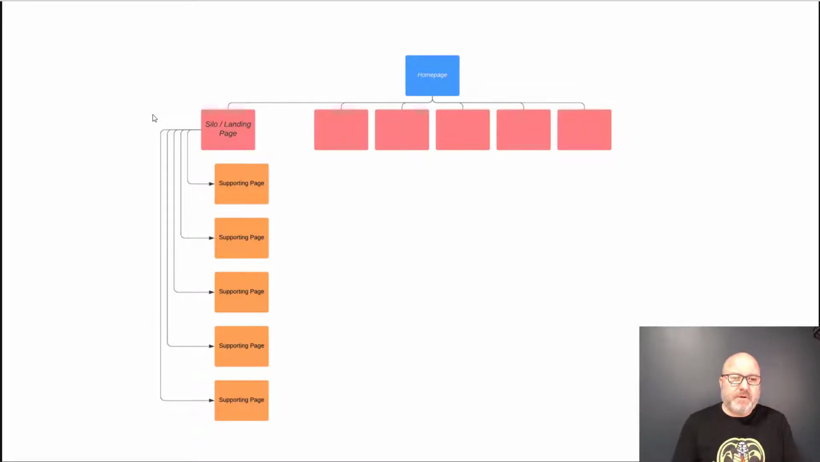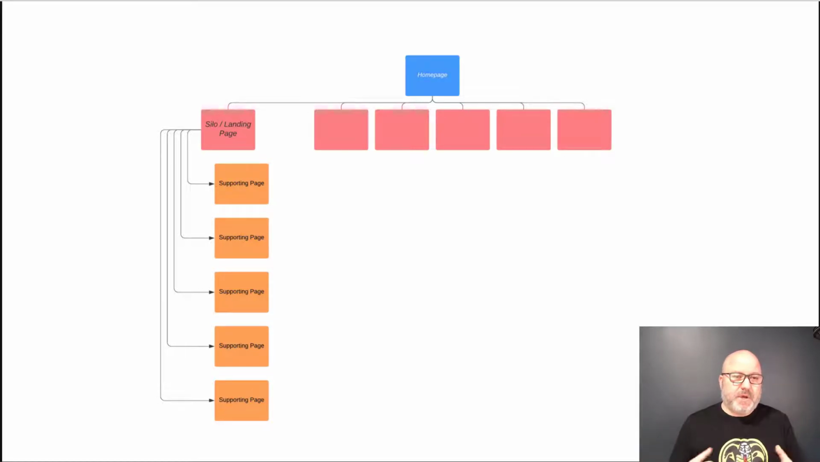And then under the silo or landing page, you'll have a number of supporting pages. Now, I just put 5 here, but it might be 10, it might be 15, it could be more than that. It could be 4 supporting pages. And usually the silo page or the landing page then links to each of these individual supporting pages. Again, we'll go over in an upcoming video exactly how a silo or landing page links to these supporting pages and how you would do it. Okay, so this is the basic silo structure.